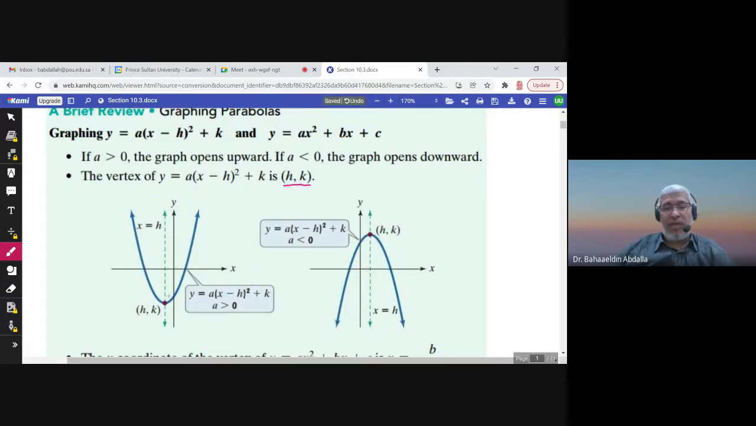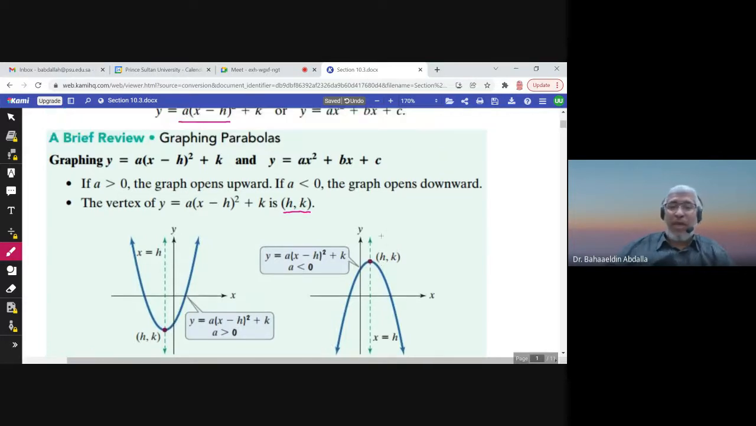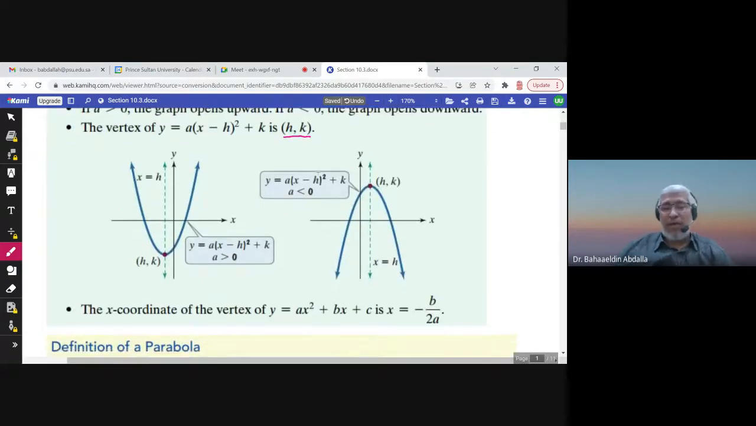And this line is the axis of symmetry, and it's a vertical line in this case. And it has the equation x equals h, where h is the x-coordinate of the vertex. And if the equation is written in this form, then also if a is positive, it opens upwards. If a is negative, it opens downwards. And we can find the vertex by applying this formula.